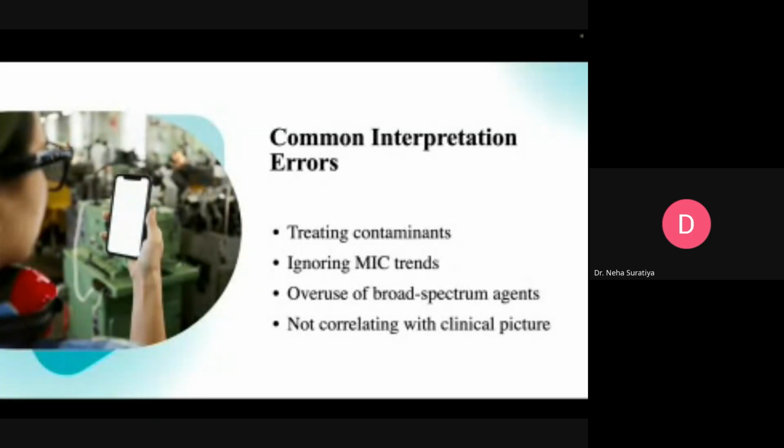big misunderstanding, with false symptoms and everything coming into it. So we need to understand what the contaminant is and how to identify it. Okay, colony forming units you need to be aware of. Ignoring MIC trend, you must know what the minimum inhibitory concentration pattern is, right?